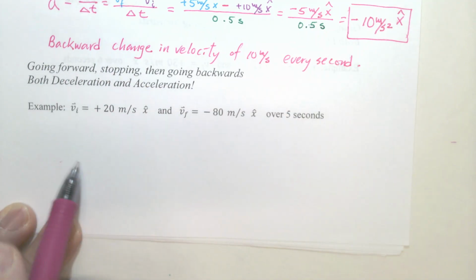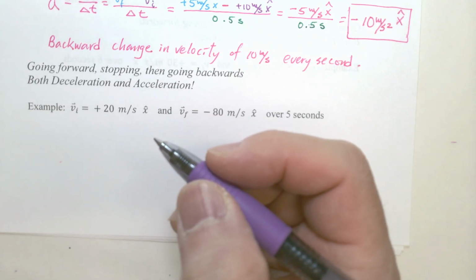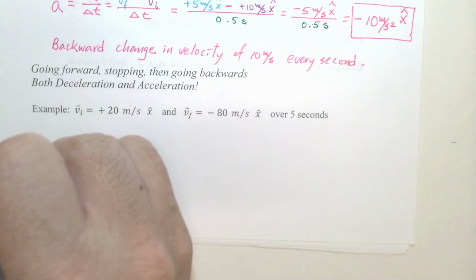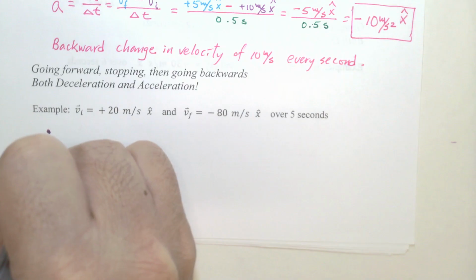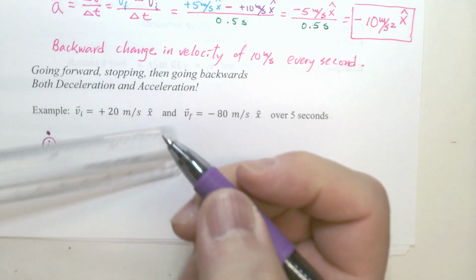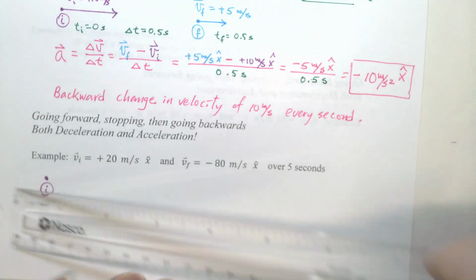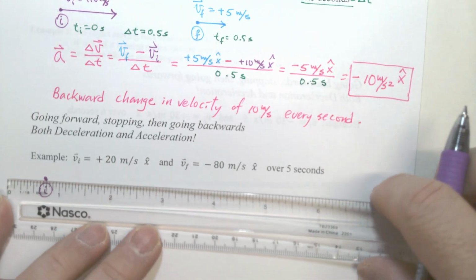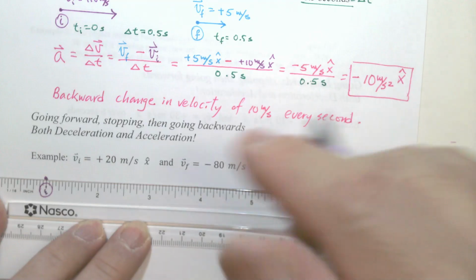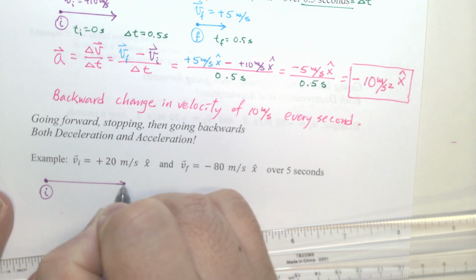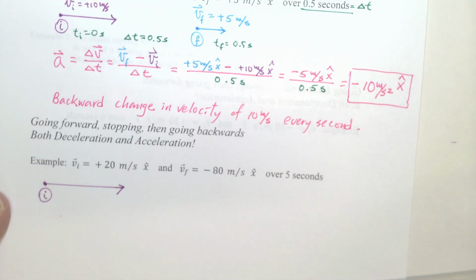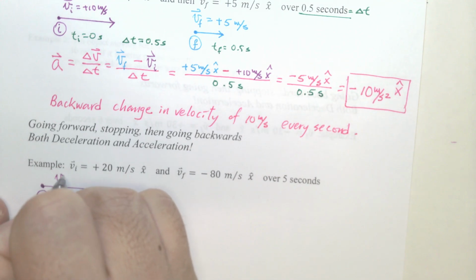So here, my initial velocity happens to be positive 20 meters per second. So here, my initial condition is positive 20 meters per second. I'm not going to draw this to scale. I'm just drawing it out so you can visualize it.